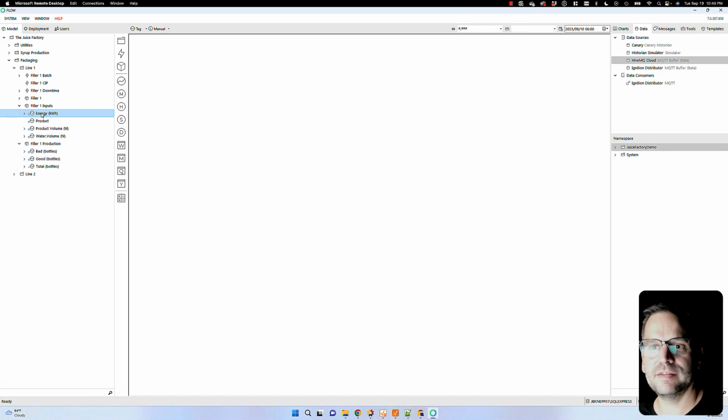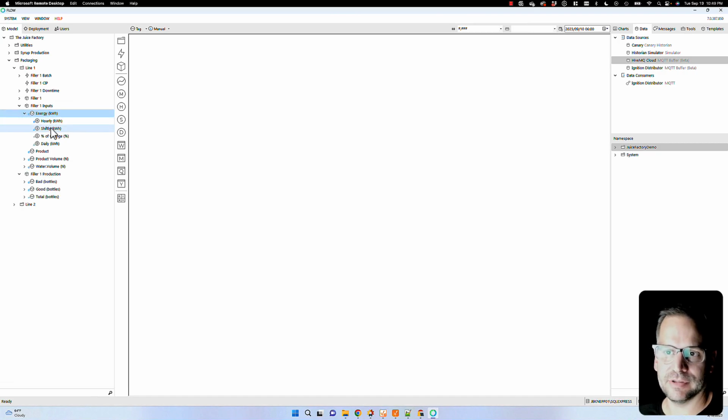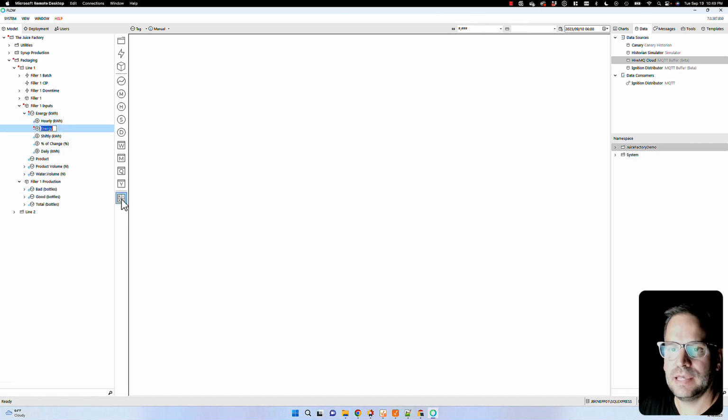In this example, we're going to take our energy tag that we already have, that we've been calculating our hourly and our shift length numbers off of. And we're going to take that hourly, we're going to bring it down to the calculation, and we want to associate our cost per hour of energy.